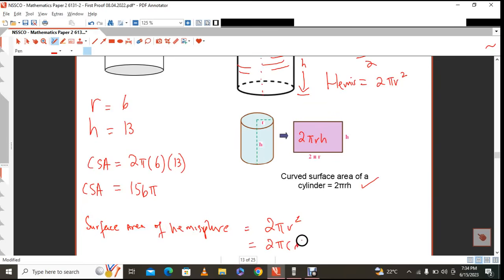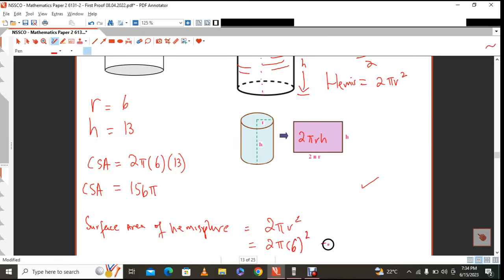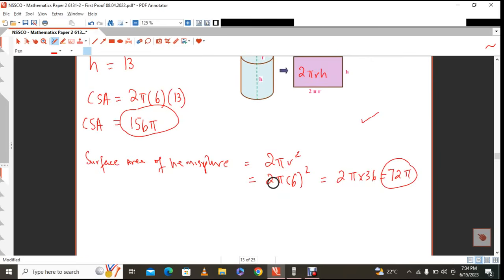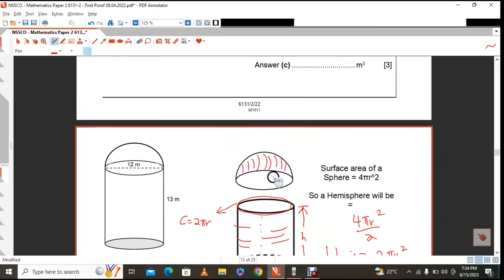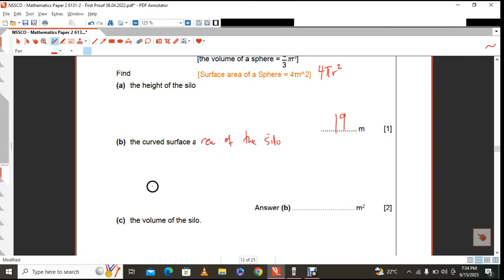Our radius, we know from before, was 6. So that is 2 pi r squared, which is 2 pi times 36, which is nothing but 72 pi. Do we have it? In order for us to find the total surface area, we're going to add those two together. So in terms of pi, it's 156 pi plus 72 pi.